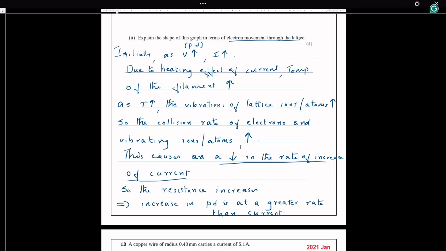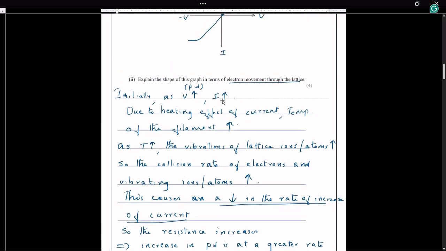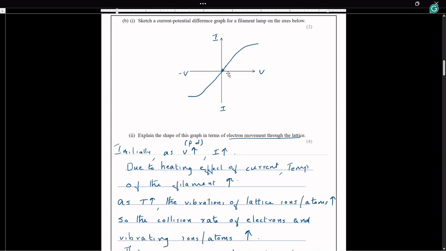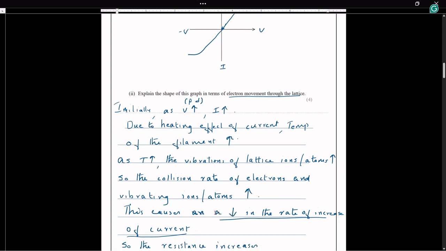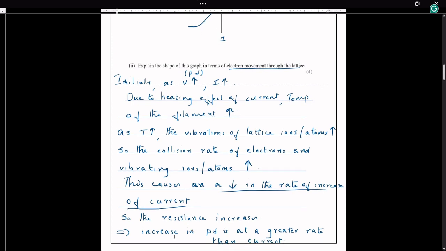This is the reason for this particular shape of the graph. Initially, current and voltage are increasing, but due to the heating effect, the temperature increases. As the temperature increases, the vibration of lattice ions increases. So the collision of electrons with the vibrating ions, lattice ions or atoms increases. This causes a decrease in the rate of increase of current. So increase in PD is at a greater rate than current.